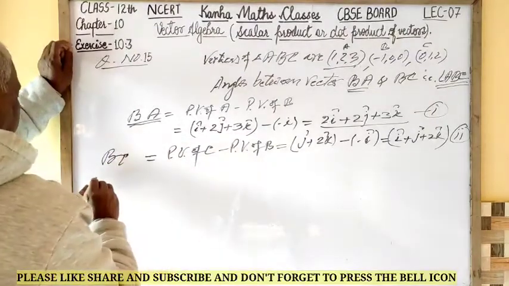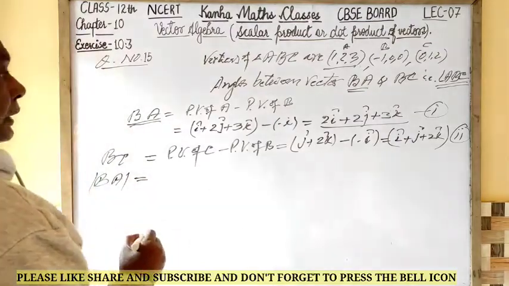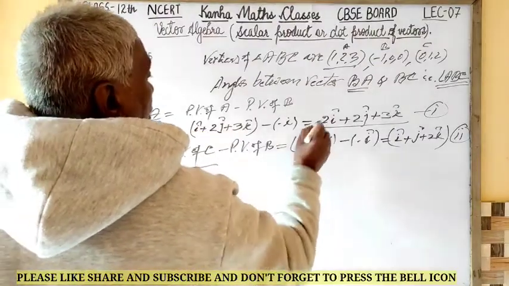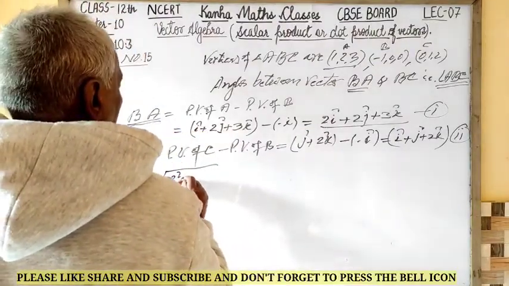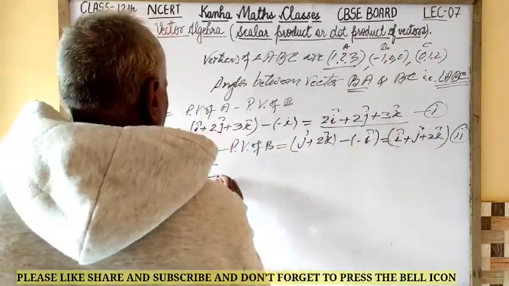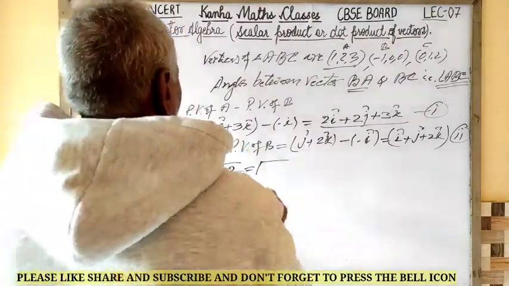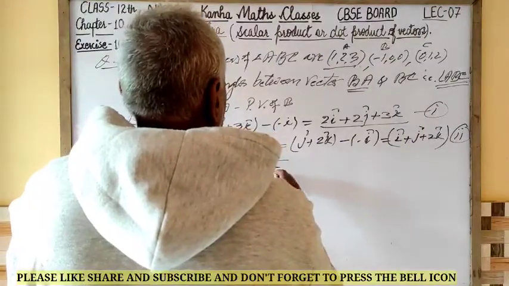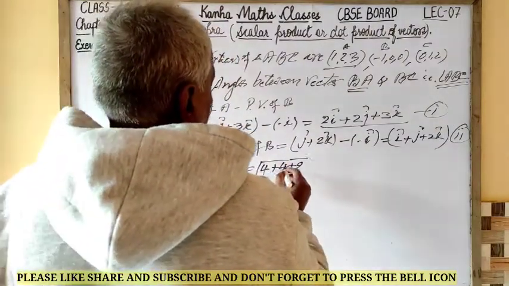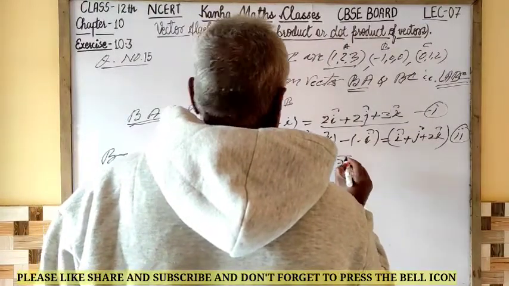And mod of vector BA means magnitude of vector BA. This will be under root 2 square plus 2 square plus 3 square, and this will become 4 plus 4 plus 9. 4 plus 4, 8, plus 9 is equal to under root 17.